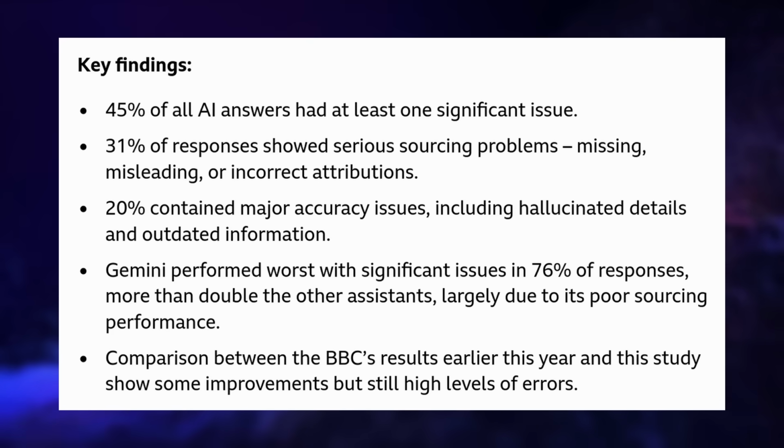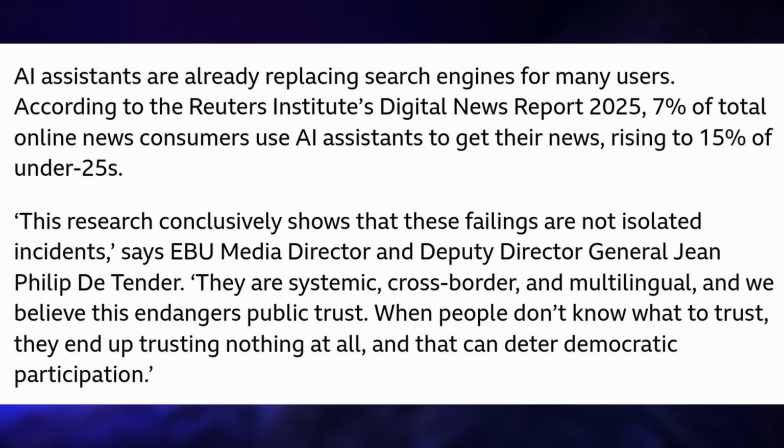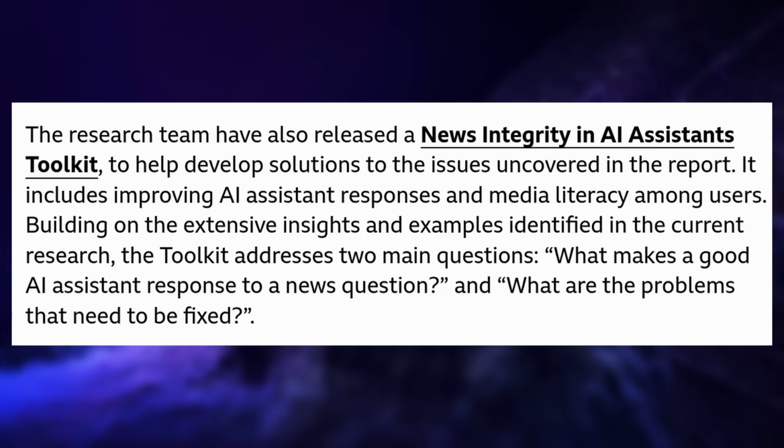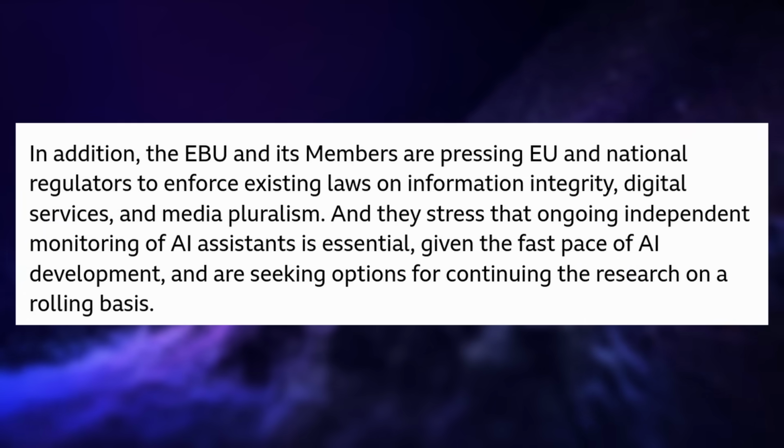bad sourcing. This is actually the second time the BBC ran such a study, and they do point out that results have improved compared to the previous one, but the errors are just way too prevalent still. The research team not only ran that study, but also released a News Integrity in AI Assistance toolkit, which aims to help AI providers solve these issues. And they're also trying to work with regulators to make sure that the current laws on information integrity that might exist in various countries are also applicable to AI tools, because they are apparently becoming very prevalent as a news source for a lot of people.